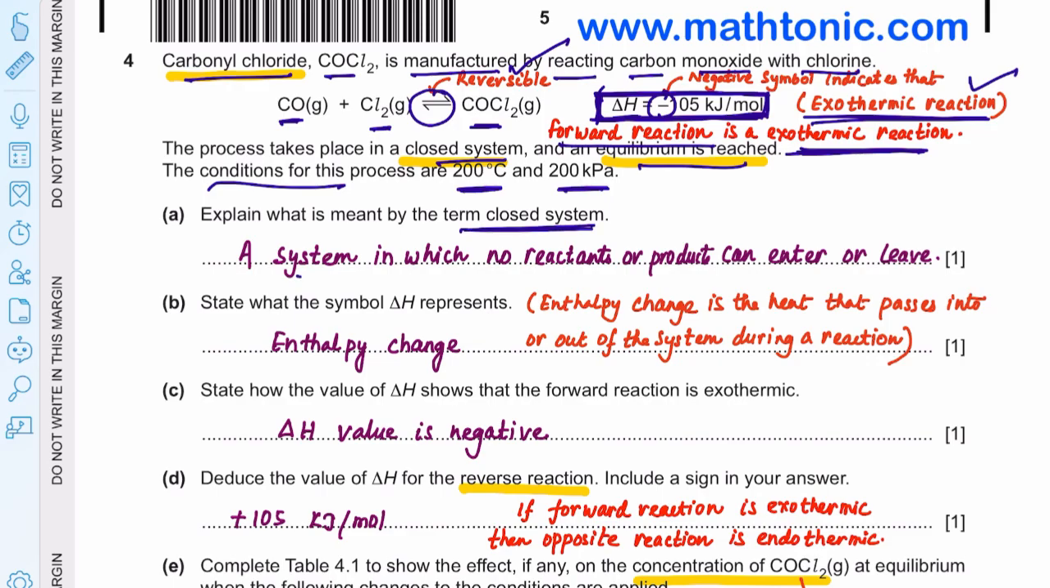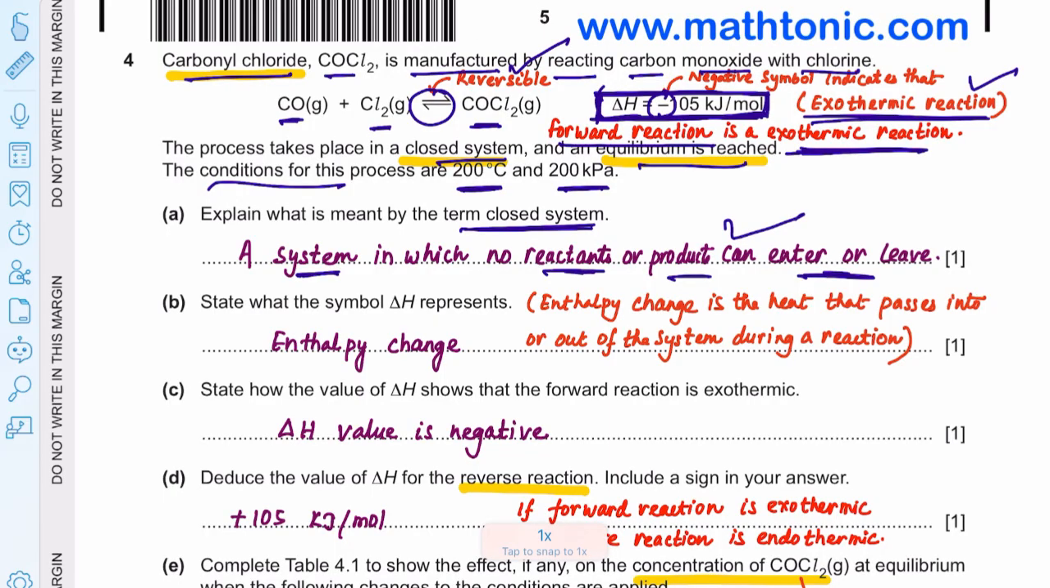See, a system in which no reactants or products can enter or leave, that is known as a closed system. Okay, state what the symbol ΔH represents. I told you that, and this is known as enthalpy change. What is enthalpy change? Enthalpy change is the heat that passes into or out of the system during a reaction.